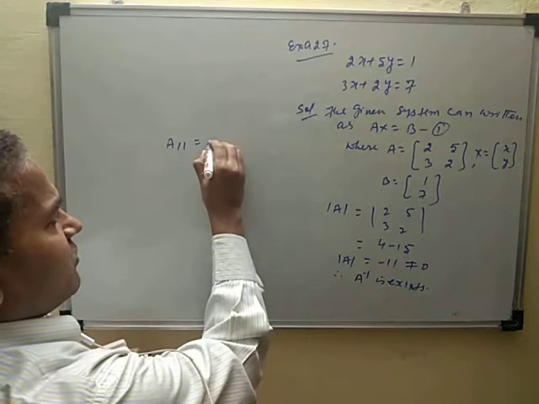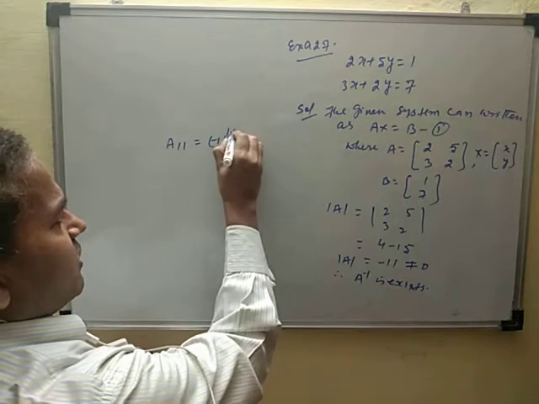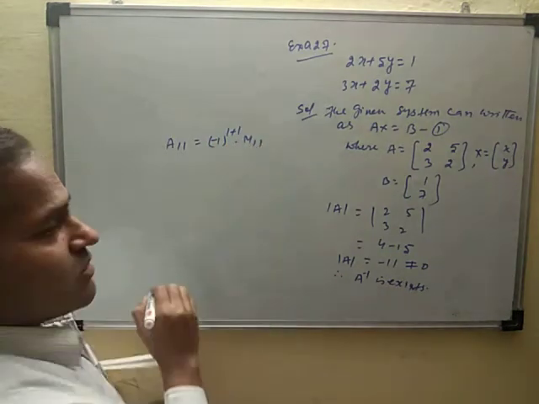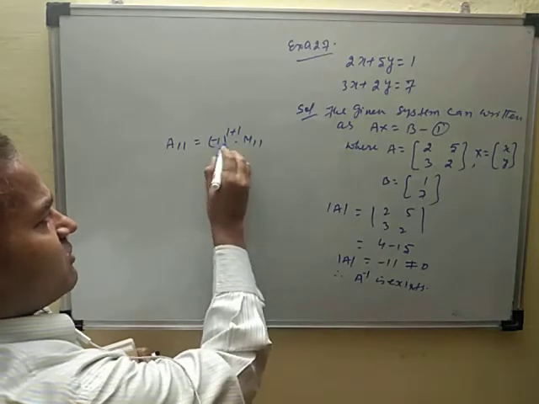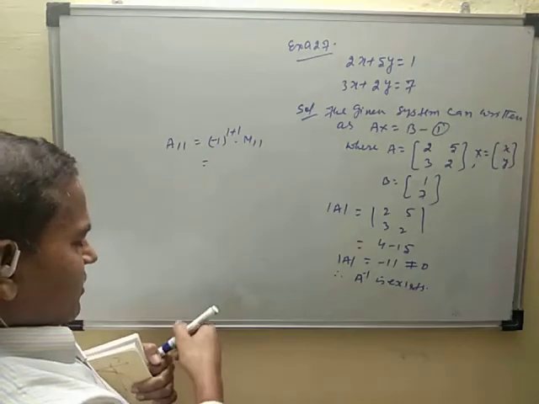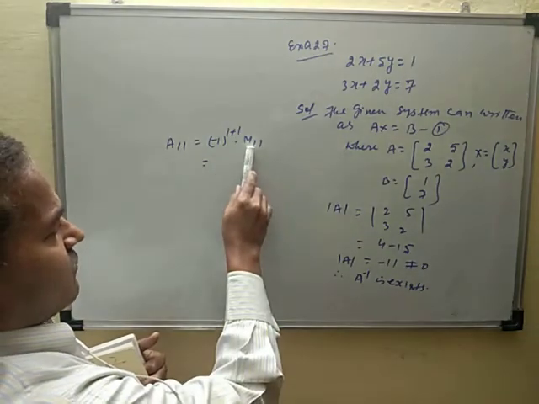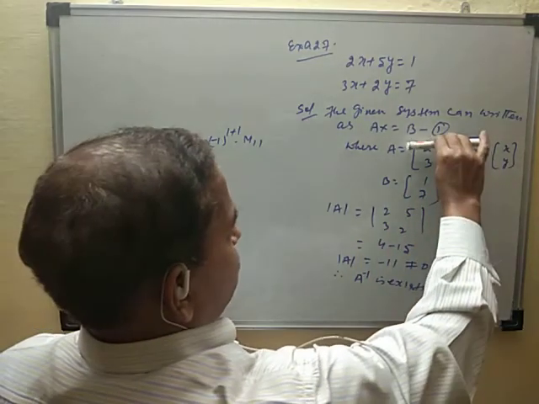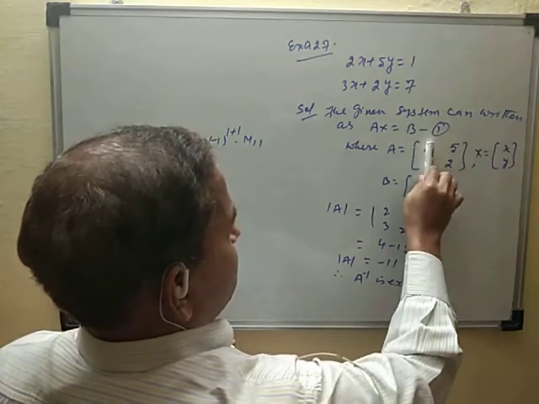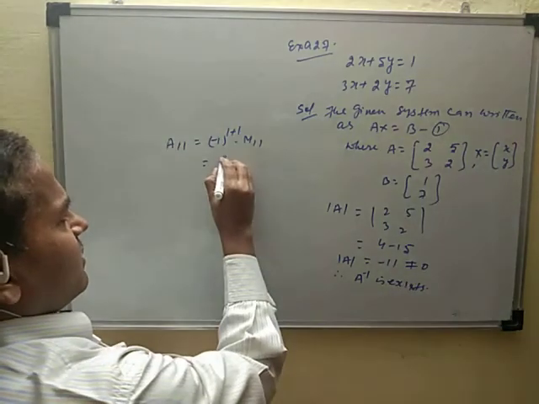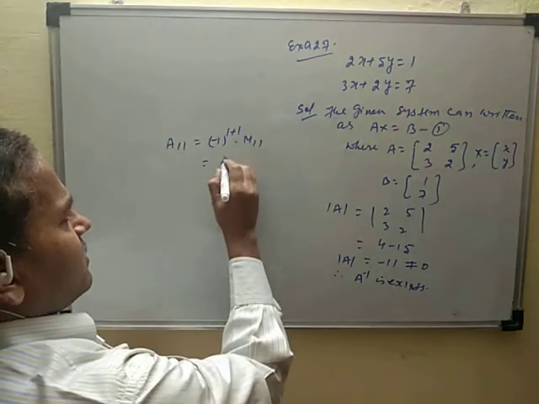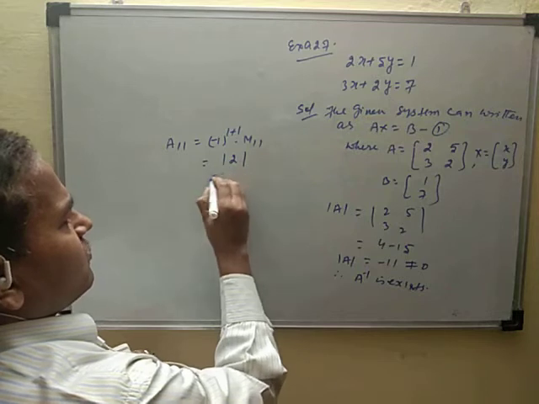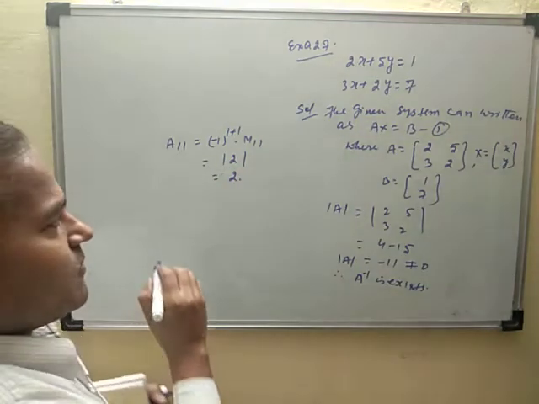What is the value of A11? Minus 1 to the power 1 into M11. This becomes plus M11, that is, delete first row and first column. First row को delete कर दें और first column भी delete कर दें. क्या बच गया? एलिमेंट बच गया, determinant of 2, that is 2.